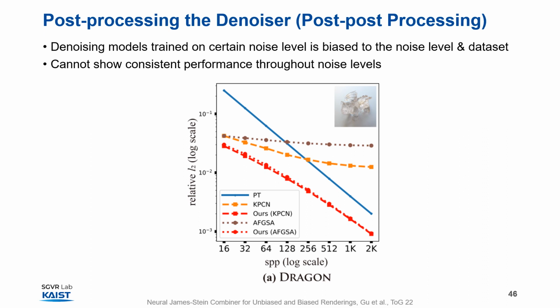Now this is the last topic we're going to talk about, and let's talk about post-processing the denoisers, which is somewhat of a new concept of work. Previously, I have said that learning-based denoisers are free from human design biases. However, they are still biased to datasets, which cannot fully cover the noise distribution for training, and therefore the performance of the denoisers cannot be consistent throughout the noise levels, or SPP. The orange and the brown lines of the figure show that the trained denoisers KPCN and self-attention show worse performance than path tracing on moderate sample numbers.